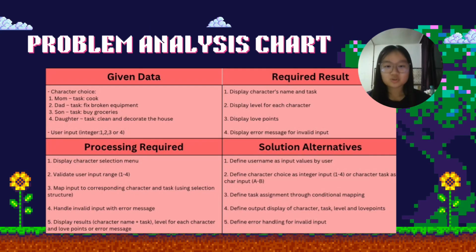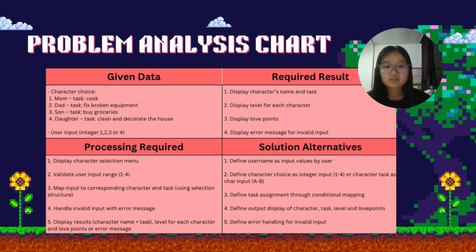My name is Chuan and now I'm going to present the problem analysis chart, PAC. First, there are 2 given data, which are character choice and user input. Character choice: mom, task is cook; dad, task is fix broken equipment; son, task is buy groceries; and daughter, task is clean and decorate the house. For user input, there is integer 1, 2, 3, or 4.